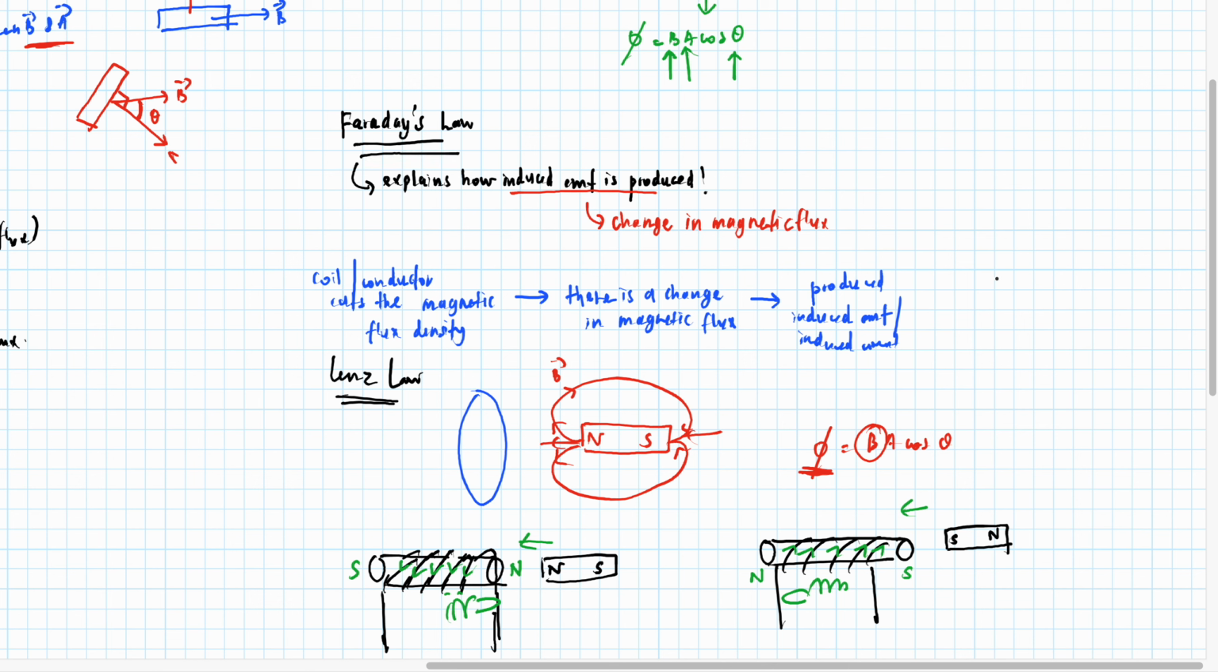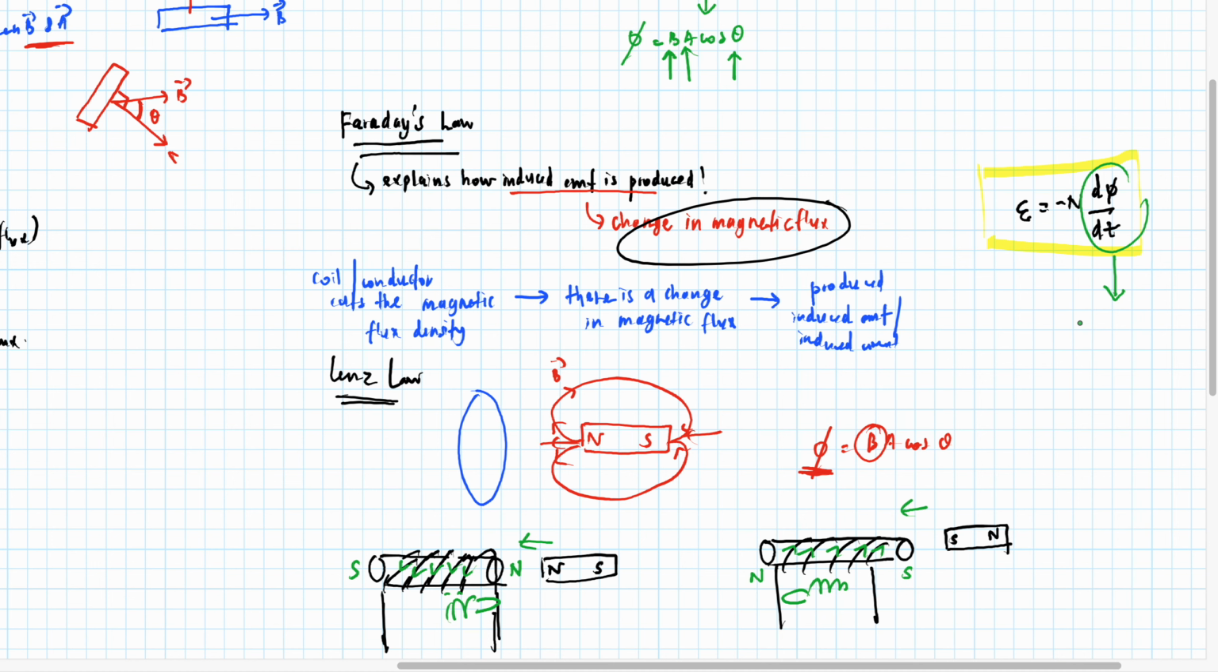And as I said earlier, Faraday's law is due to the change in magnetic flux. So induced EMF is produced when there is a change in magnetic flux, meaning your magnetic flux changes. That is when induced EMF will be produced. So this one, d phi over dt, shows that there is a change in magnetic flux. So that is about Faraday's law and also Lenz's law.